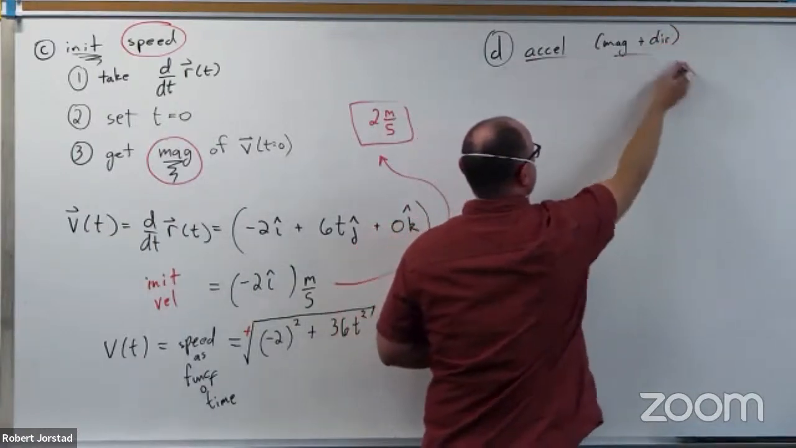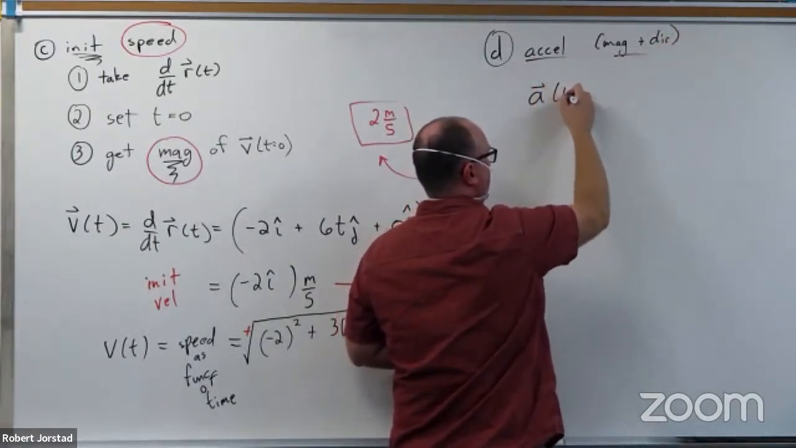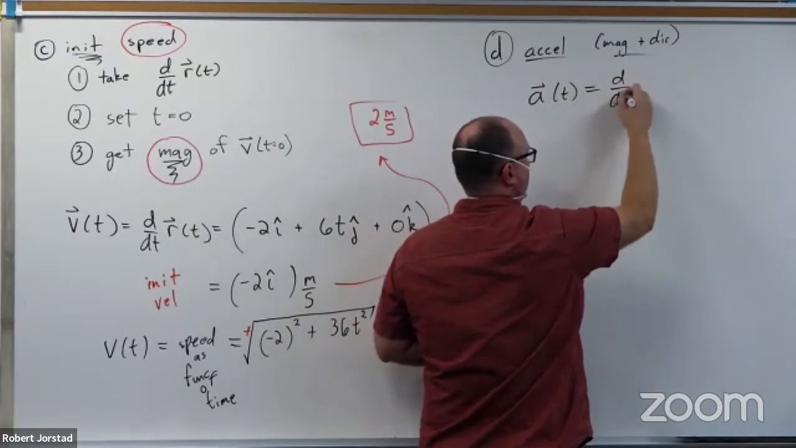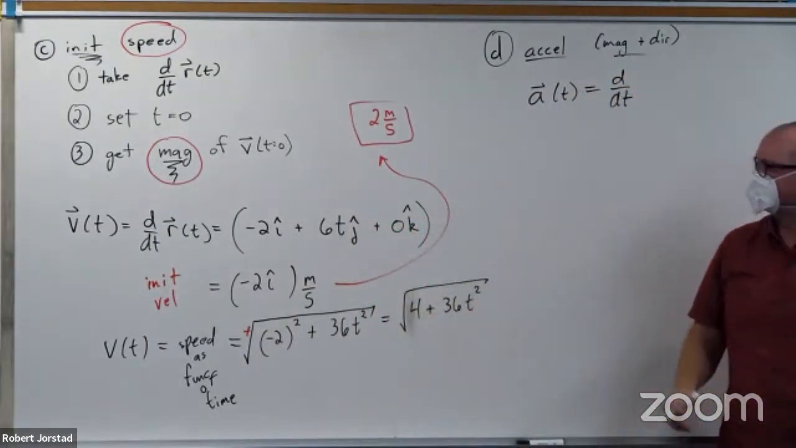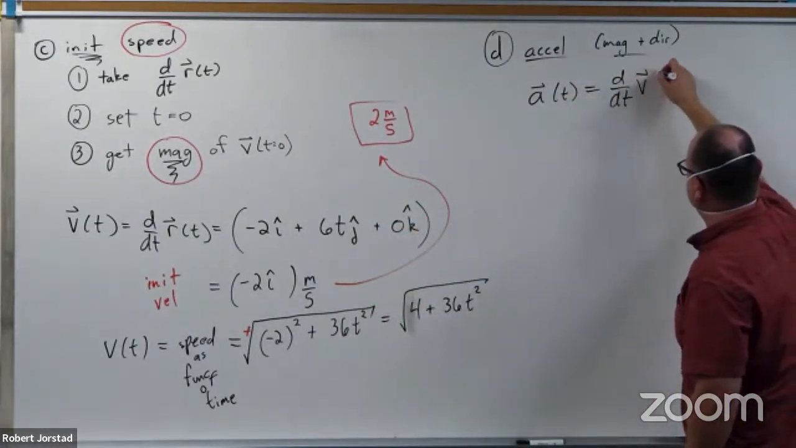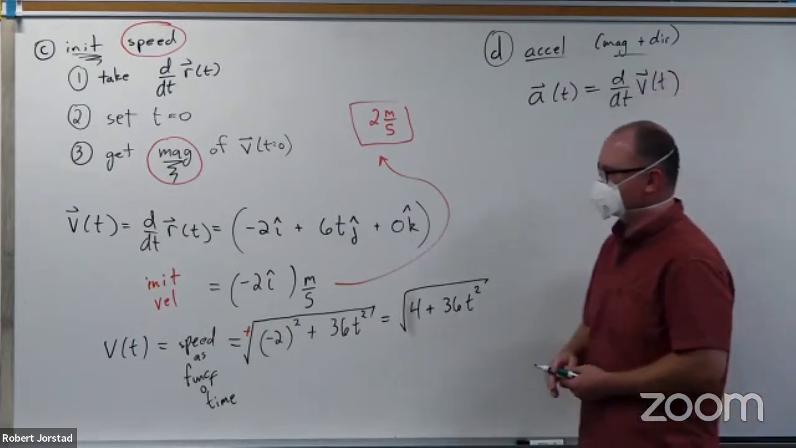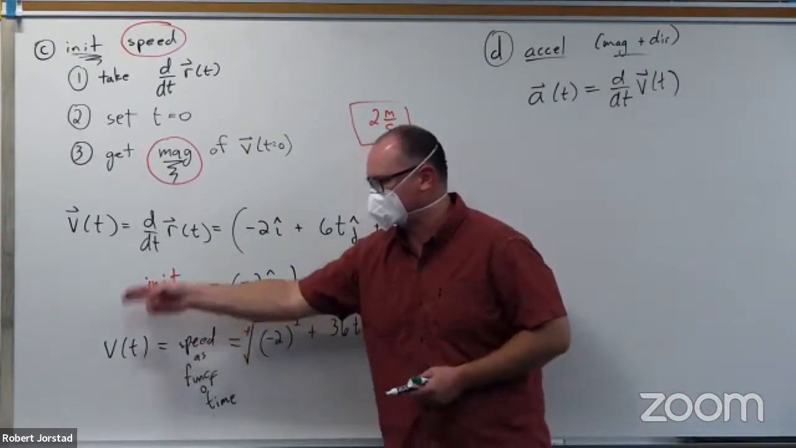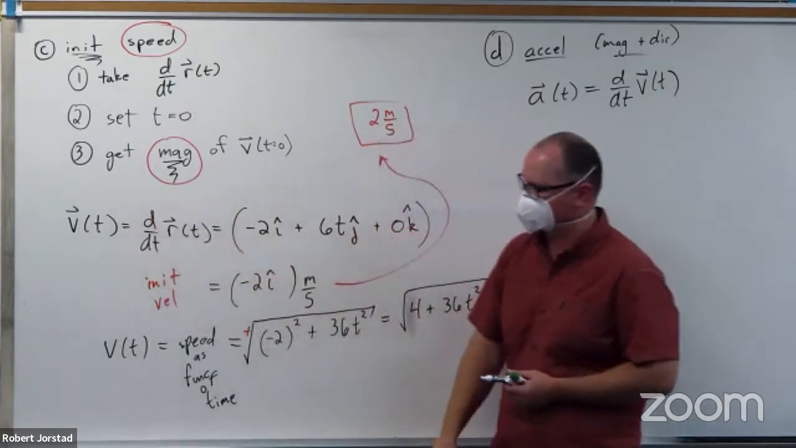We want the acceleration, magnitude, and direction. How do I get the acceleration? Derivative of velocity. Now, which function do I need to take the derivative of? Do I need to take the derivative of v of t, or do I need to take the derivative of v of t?